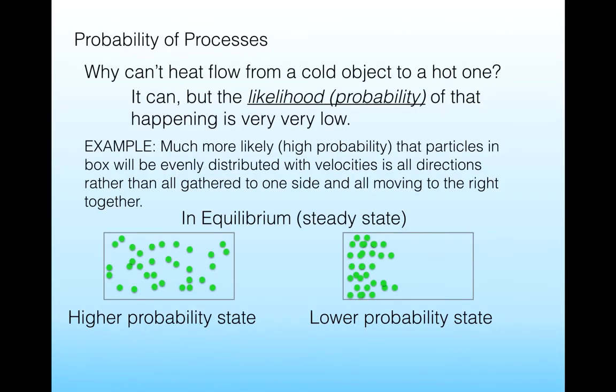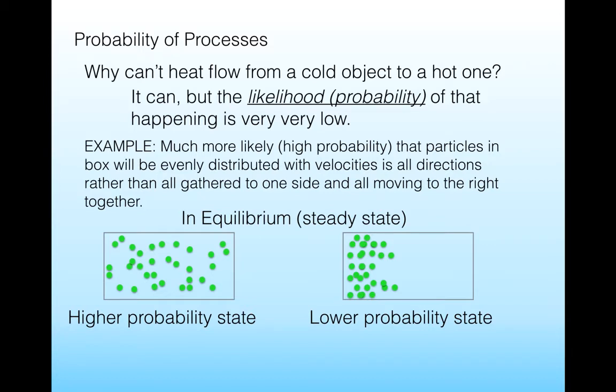And in order to think about this, we have to think about what it means for these processes to occur spontaneously in a certain direction. Why can't heat flow from a cold object to a hot one? And actually, you know what? It can. There's nothing in a conservation of energy stopping it. But it's just a very low probability that that would happen. Very, very low likelihood.